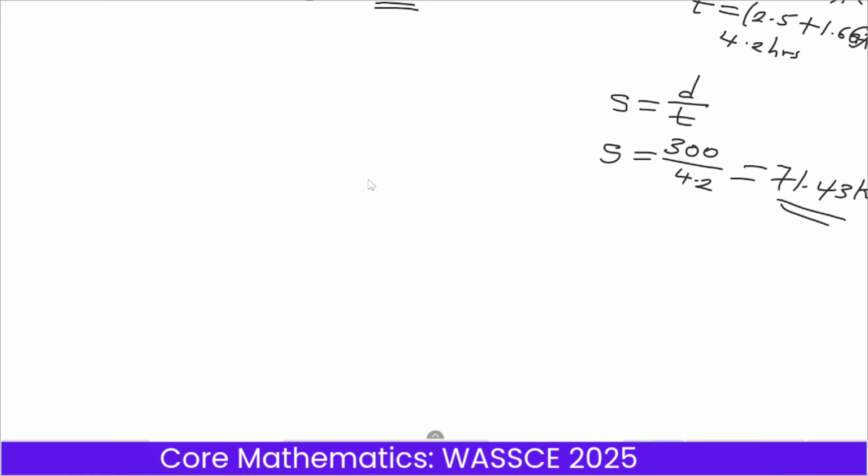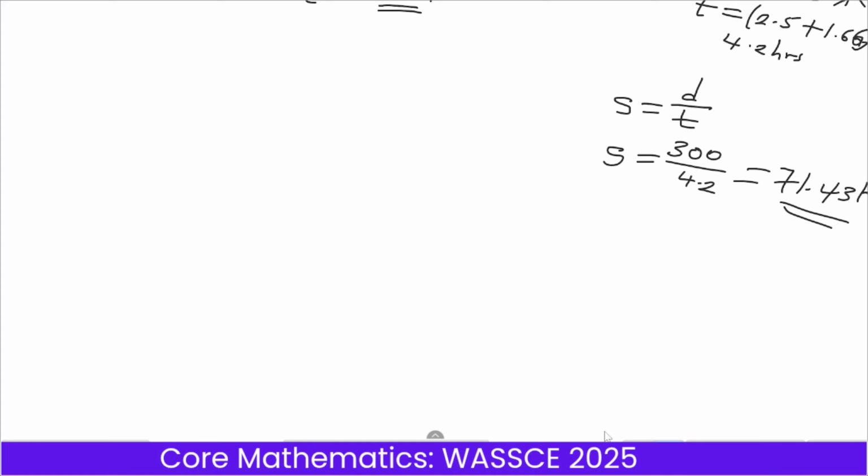So we are being asked, initially, the shuttle was moving at 60 kilometers per hour for the initial part of the journey. Now we are being asked that if this shuttle decides to reduce its speed to 50 kilometers per hour in the first part of the journey, what effect will it have on the total time that will be spent on the journey? So we've been given an important parameter here again, which is speed, which is 50 kilometers per hour.